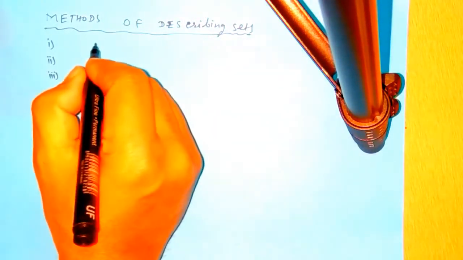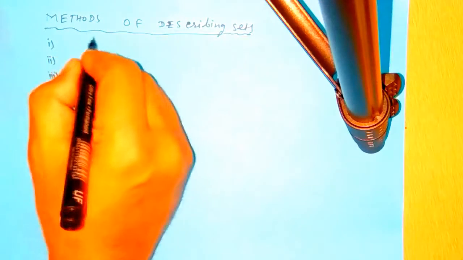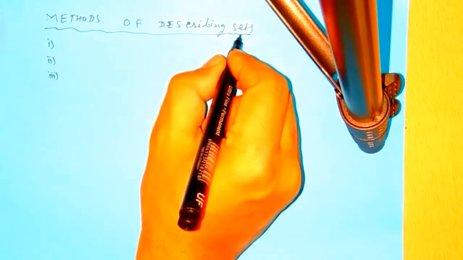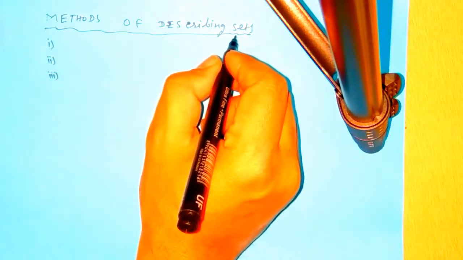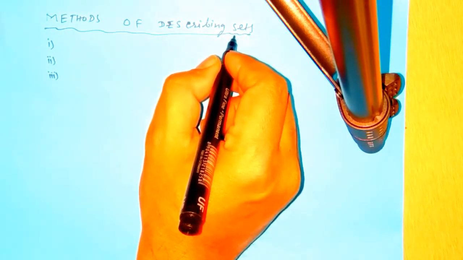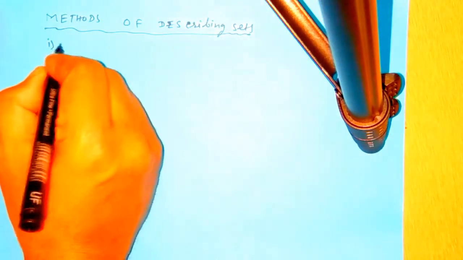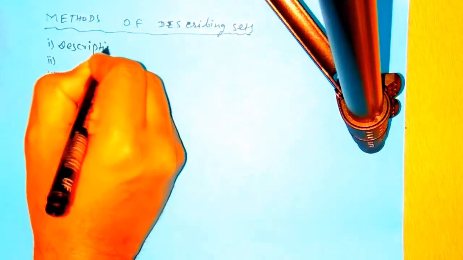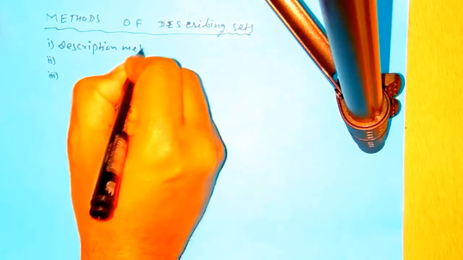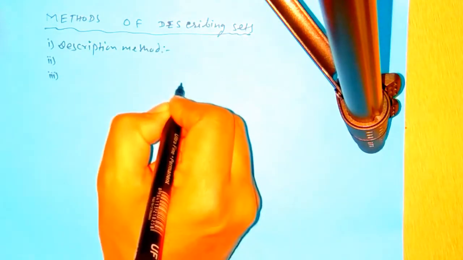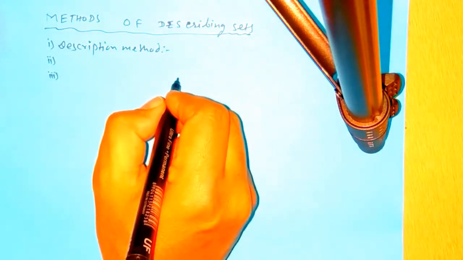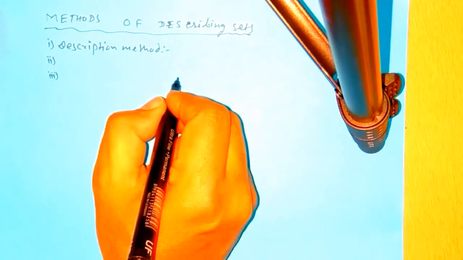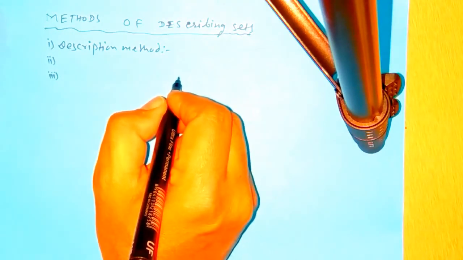Today we are going to learn methods of describing sets. There are usually three methods to describe a set: description method, listing method, and set builder or rule method. First, in the description method, we describe the characteristics or properties of a set.